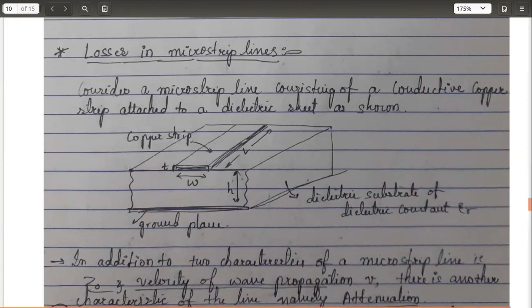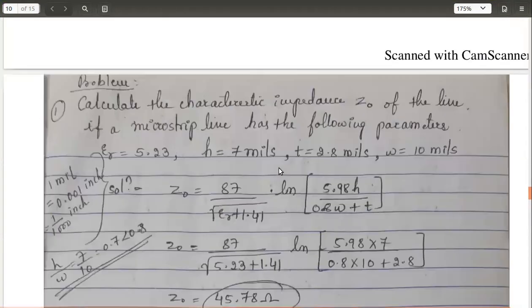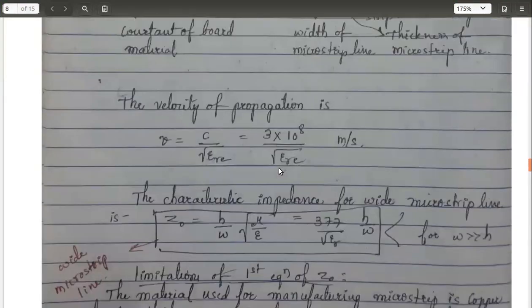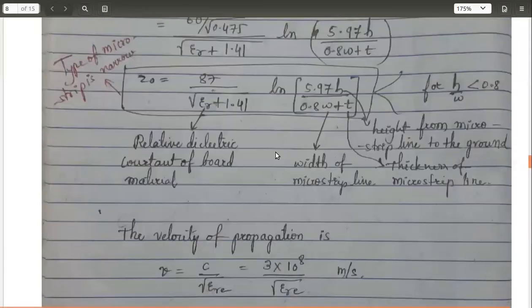In today's session, we will be looking into the different types of losses that are encountered in microstrip lines. So let me just recall very quickly what we completed in the previous class. We have seen the equation for characteristic impedance for a microstrip line. We have seen two different equations.